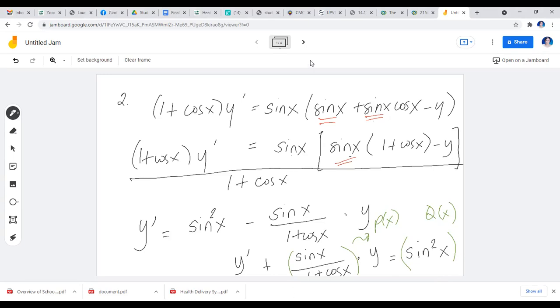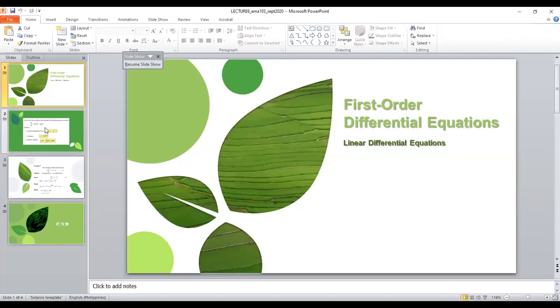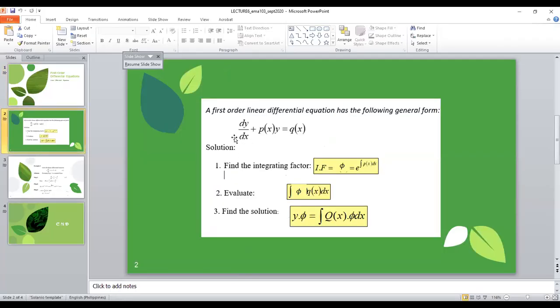In terms of form, I'd like to go back to our slide because probably you haven't seen it. Okay, in the slide, this is it. Your linear DE should have this form. You have the derivative, you have the unknown function times the P of X. The right side, note, it should solely be an expression of X, and that's your Q of X. So in terms of the example that we have processed a while ago, the expression on the right side is your Q of X.